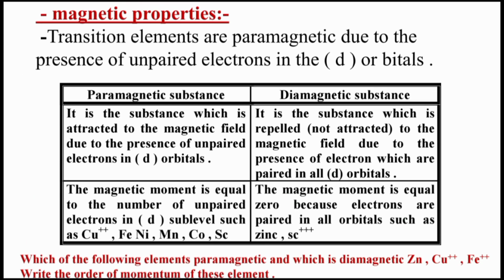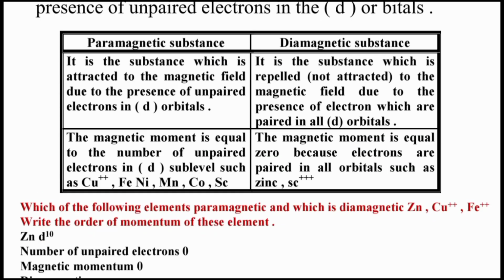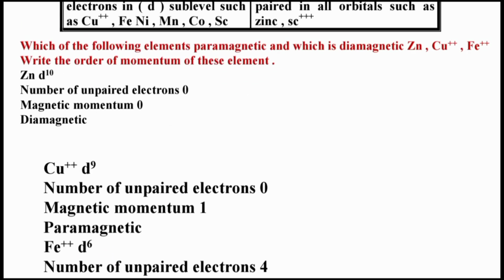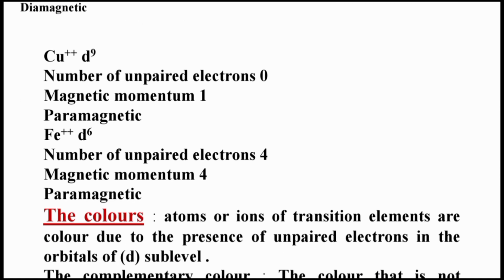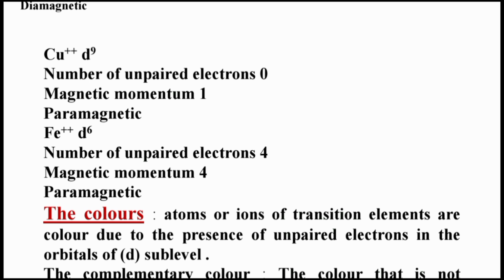Magnetic properties. Transition elements are paramagnetic due to the presence of unpaired electrons in the d orbitals. You can see definitions: unpaired electrons and no unpaired electrons. Here are some examples as well. Here are some questions. Write the order of magnetic moment of these elements, the number of unpaired electrons, and diamagnetic. These are all the answers.